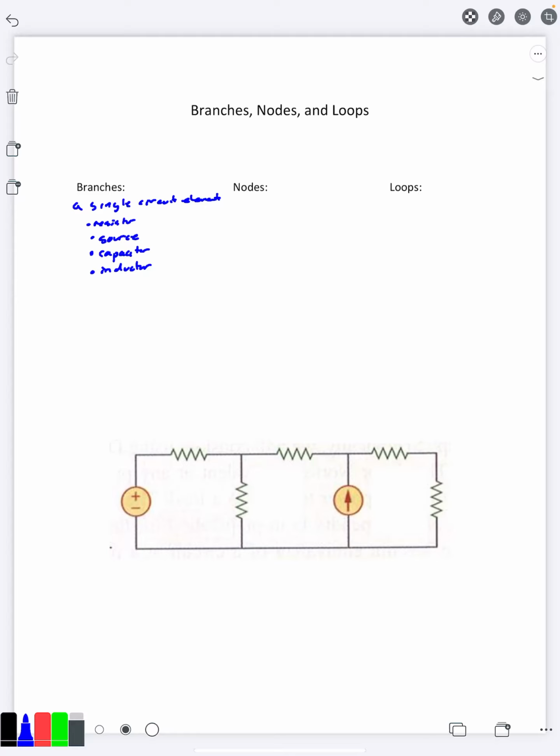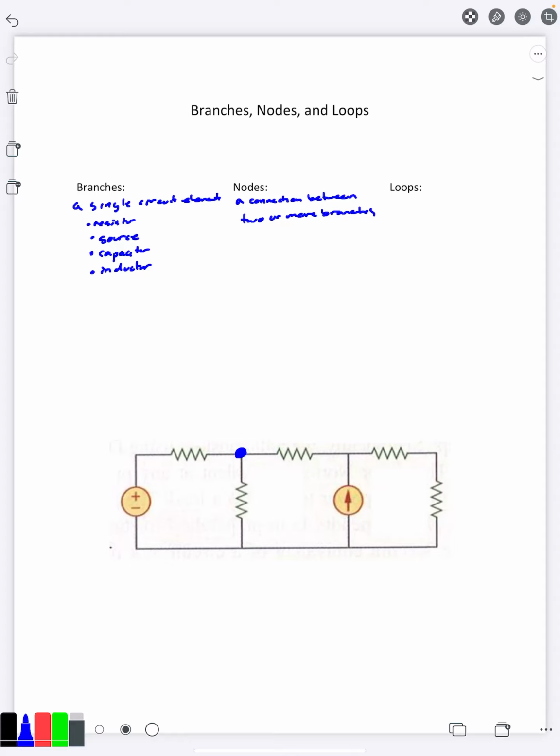A node is a connection between two or more branches. On our picture down here really quickly, this right here would be a node. It connects three resistors, so it connects three branches.